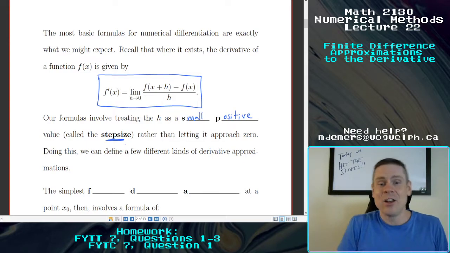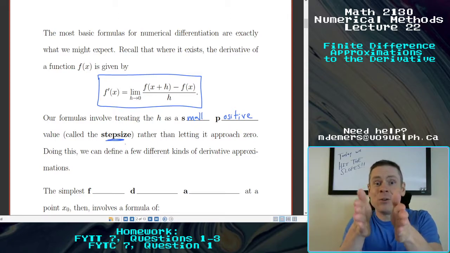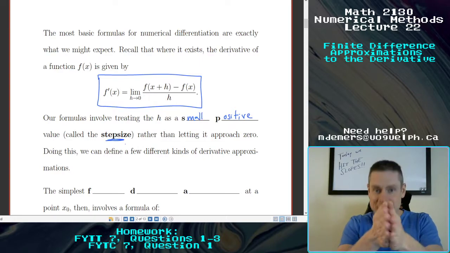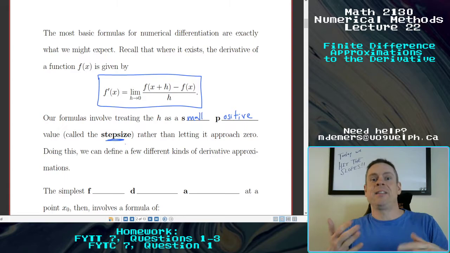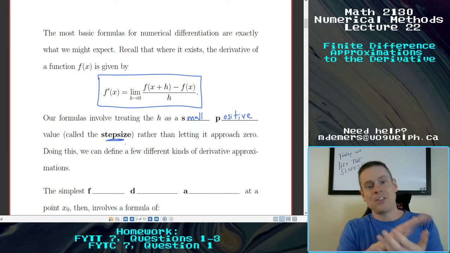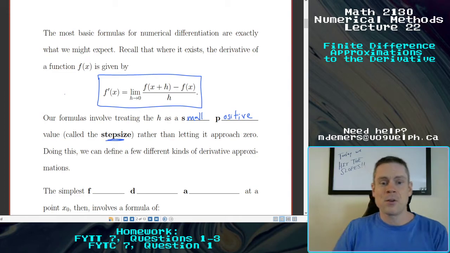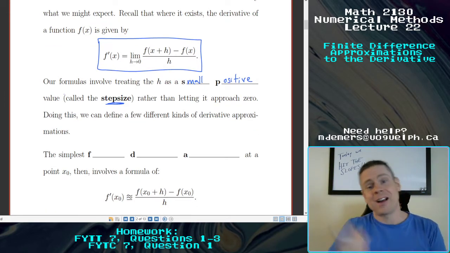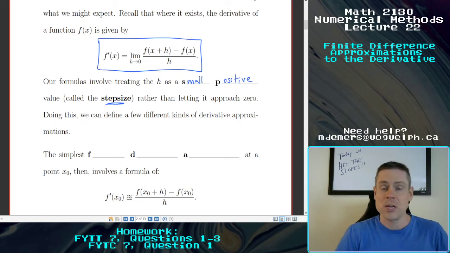So instead, we're going to keep the h as some small positive, non-zero value. And the idea is that if h is small, maybe the slope of that secant line is pretty close to the slope of the tangent line that we're actually looking for that represents the derivative. Okay, so using this, we can define a few different kinds of derivative approximations, each of which can be useful in different sorts of situations.